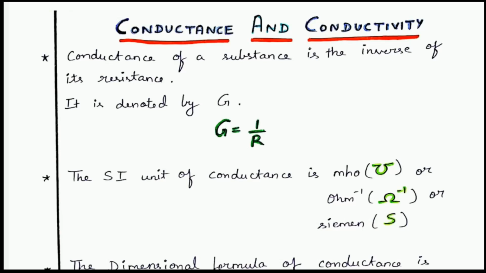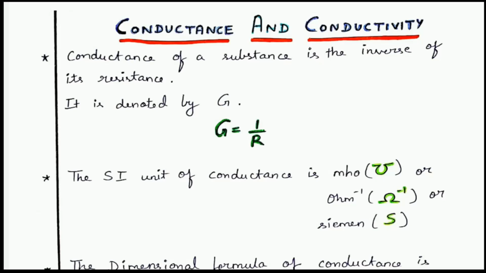Hari Om. Now let us proceed to the topic conductance and conductivity. As the name suggests, conductance is the exact opposite of resistance. We generally denote conductance as capital G. You must be remembering resistance was capital R. So G is equal to 1 by R. Whatever resistance is, conductance is its exact opposite.